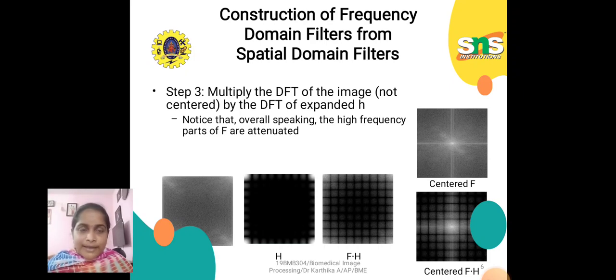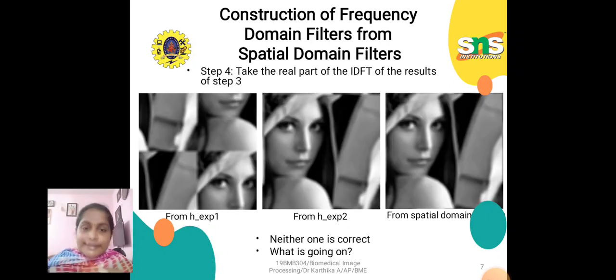In step 3, multiply the non-centered DFT of the image by the DFT of the expanded H. Notice that overall, the high frequency parts of F are attenuated here. In step 4, take the real part of the IDFT of the results of step 3. See the first one, the second one, and the one from the spatial domain. Neither one is correct. What's going on?